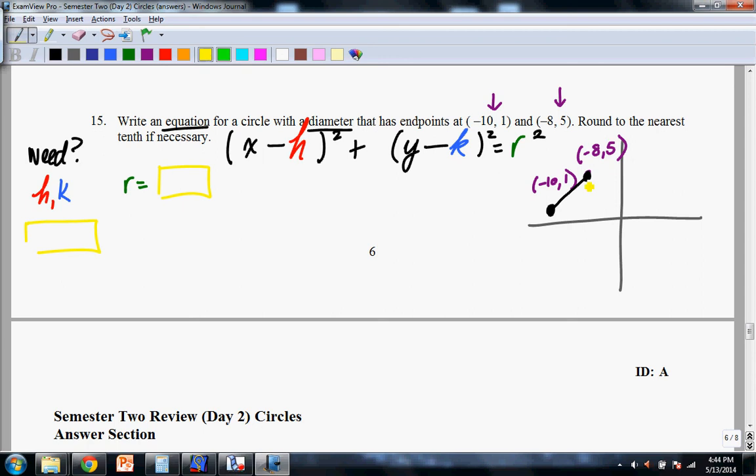So technically our circle is going to look something like this. It's a diameter. So imagine that's the fattest part of the circle. We're just going to sketch around. Whoops, I am doing a bad job of trying to sketch this.